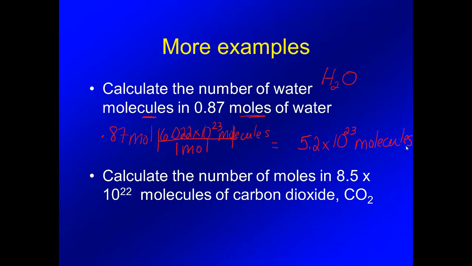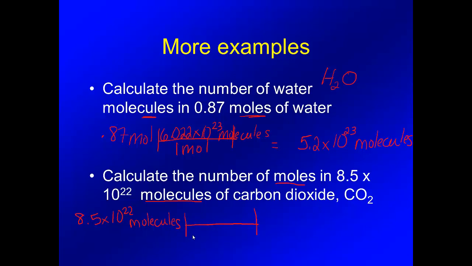Okay, the next one. If you look at it, I have 8.5 times 10 to the 22nd. This time I have molecules, and I want to go to moles. So write down what I'm given. 8.5 times 10 to the 22nd molecules. Notice I'm not abbreviating these moles because that is different. Molecules and moles are different.